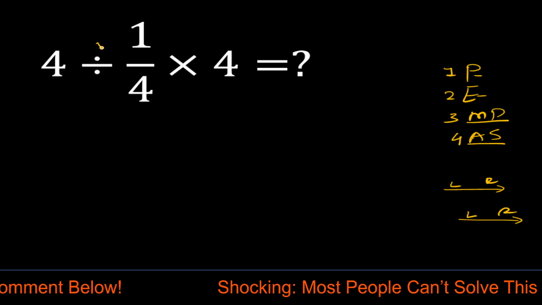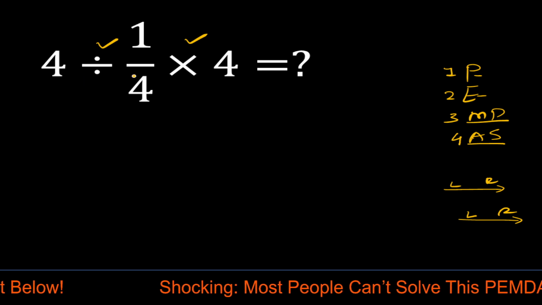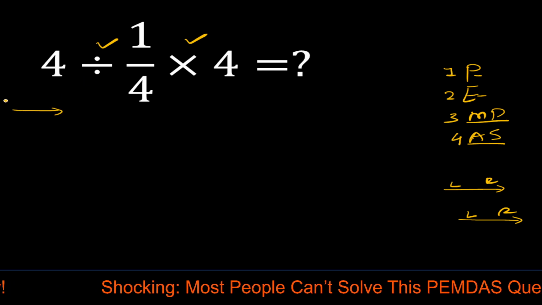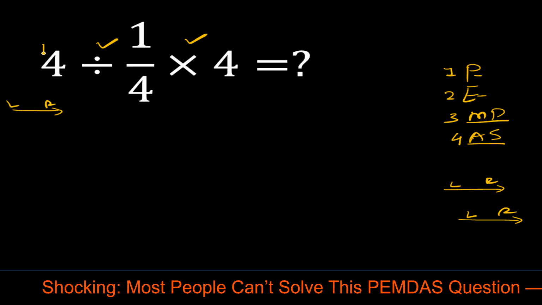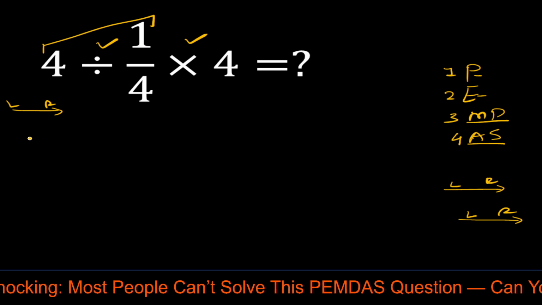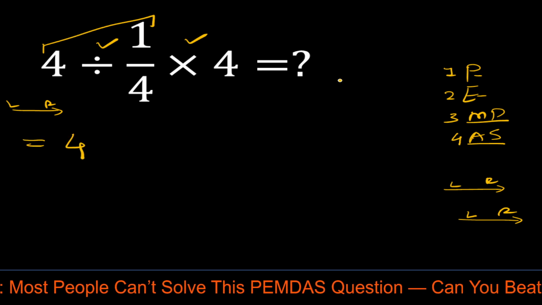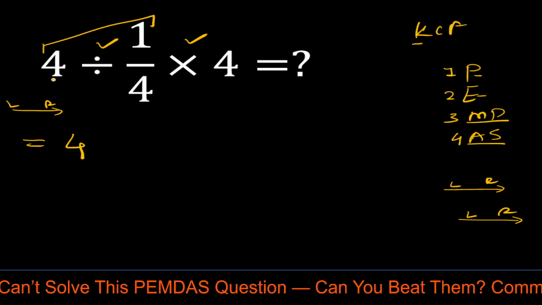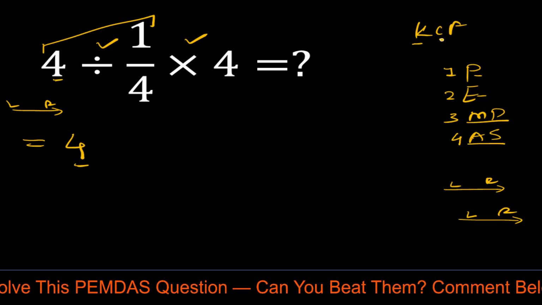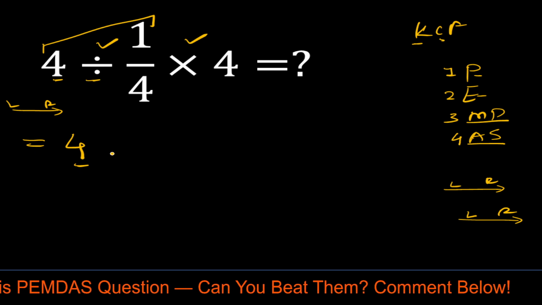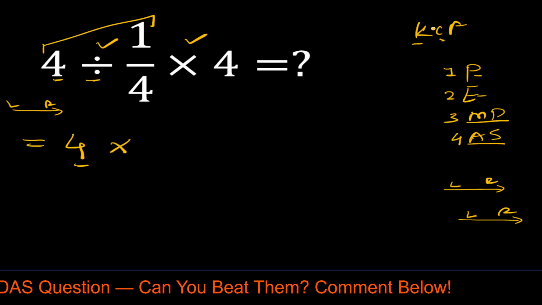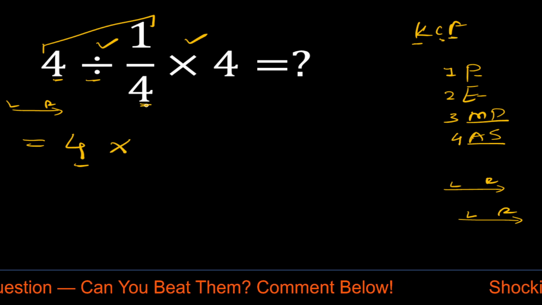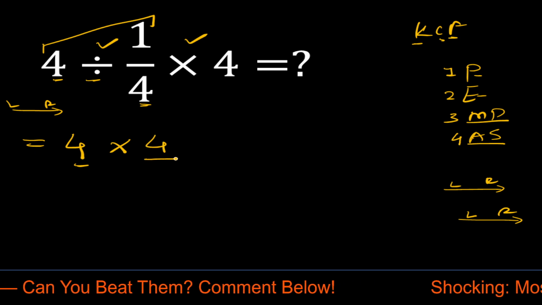So in this problem, here we have one division, here multiplication. Both have equal priority. So we have to solve it from left to right. So first we have to solve this part. So it is equal to 4. Now according to the KCF rule, K means keep this 4 as it is. C means change this sign from division to multiplication. And F means flip this fraction, 1 upon 4 is equal to 4 upon 1, right?